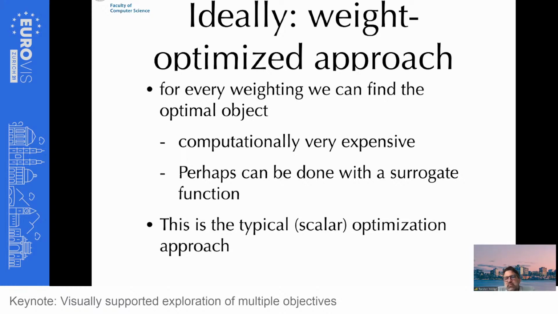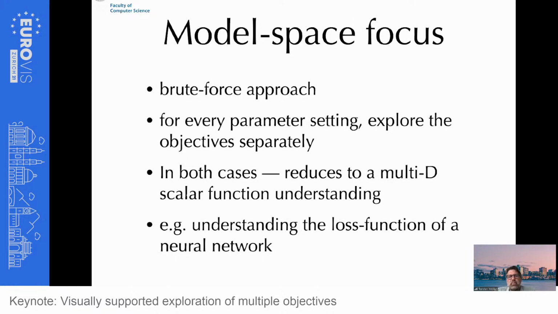If the model space is very expensive, people also work with surrogate functions, but that may just be a smaller point. The main point is that a typical scalar optimization approach will lead you to an answer. However, if you focus on the model space, then it's a bit more complicated. Because for every parameter setting, you could, in a brute force way, explore the objective space separately, for instance, in the way that I just mentioned. However, in both cases, this reduces really to a multi-dimensional scalar function understanding. And the example that I want to bring up here is the loss function of a neural network.